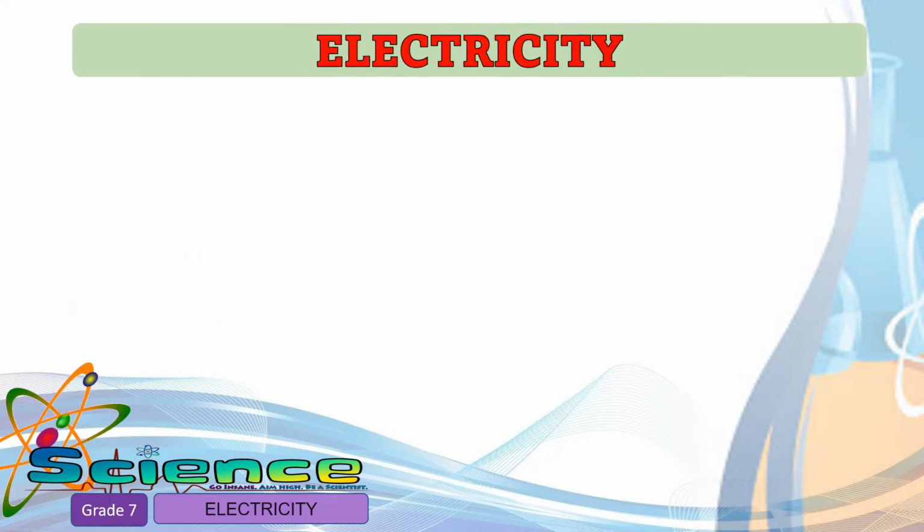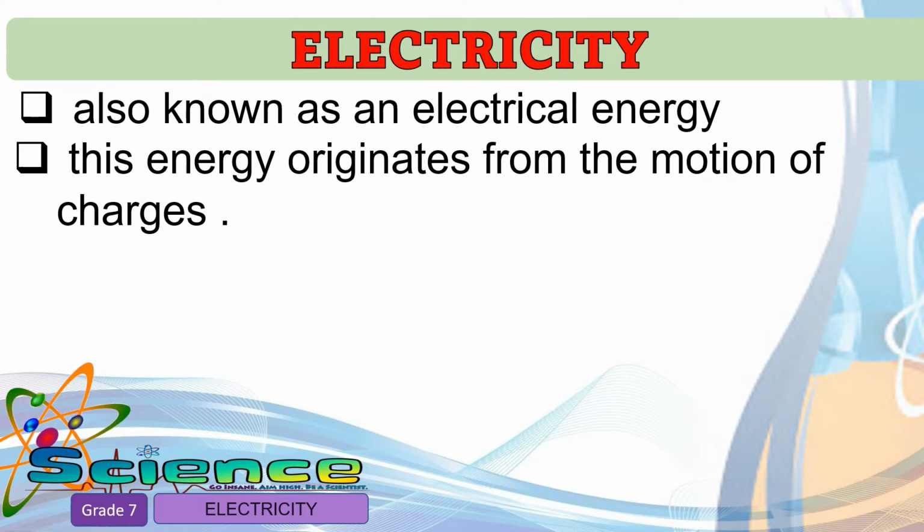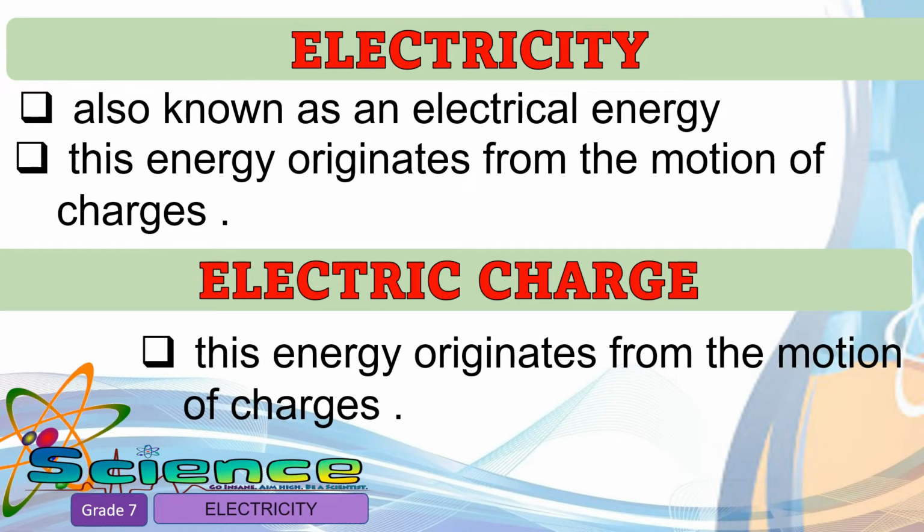When we say electricity, electricity is also known as an electrical energy. This energy originates from the motion of charges. And when we say an electric charge, it is an electrical property of matter that creates a force between objects. All of us are made up of charges. The human body consists of atoms containing both positive and negative charge held together by attractive forces.